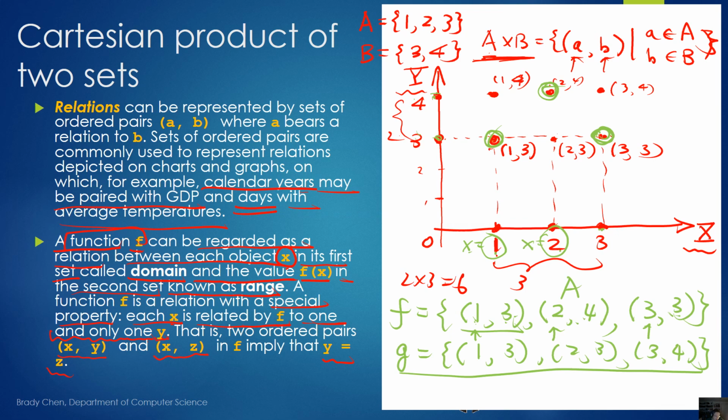So I can use, let's see, a blue color. Okay, so that's g. So 1 to 3, 2 to 3, and 3 to 4. That basically defines the function g, and this defines the function f.